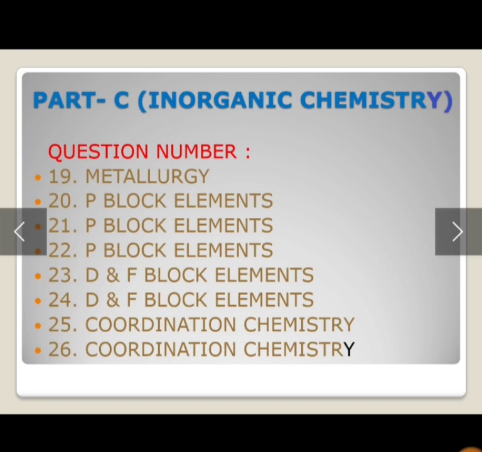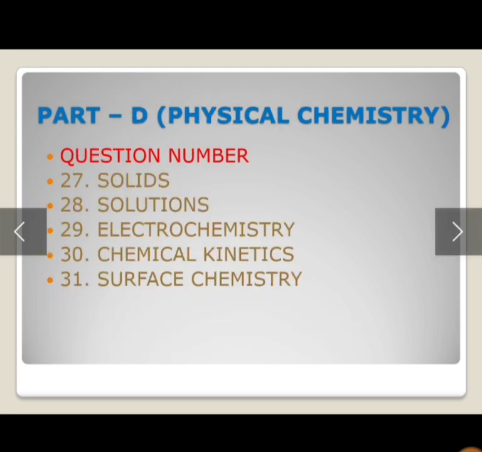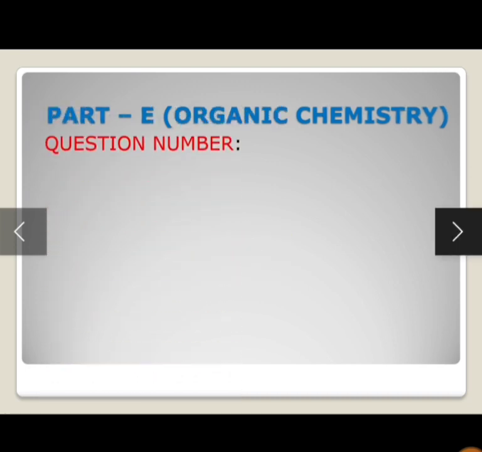Question number 23 and 24, D and F block elements. Even these would be easy. Question number 25 and 26, coordination chemistry. Part D and Part E, I have already explained, even though I will go through it very fast. Question number 27, solids, 28 solutions, 29 electrochemistry, 30 chemical kinetics and 31 surface chemistry.